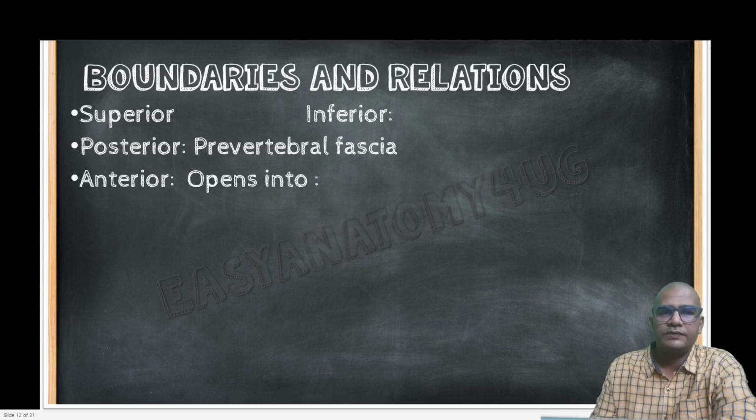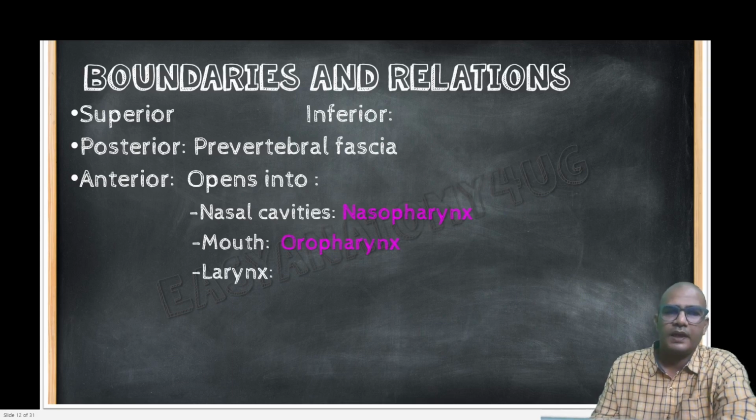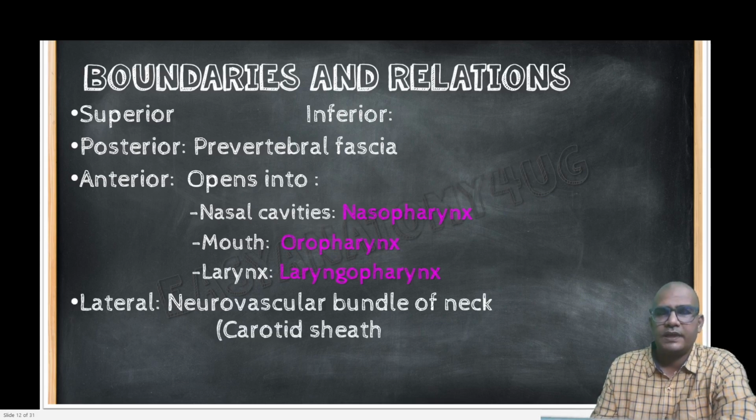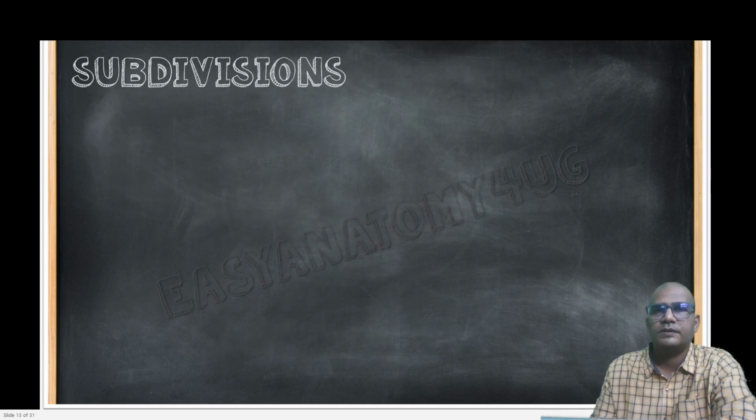Anteriorly, it communicates with the nasal cavity, the oral cavity and the larynx. We have seen these three openings. Anteriorly, the nasopharynx communicates with the nasal cavity, the oropharynx communicates with the oral cavity or mouth, and the laryngopharynx communicates with the larynx. On each side of the pharynx, laterally, there is the carotid sheath, also known as the neurovascular bundle of the neck, and the styloid process with the styloid apparatus. These are important relations.